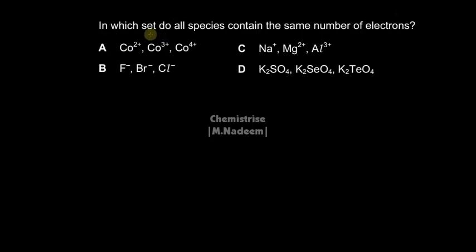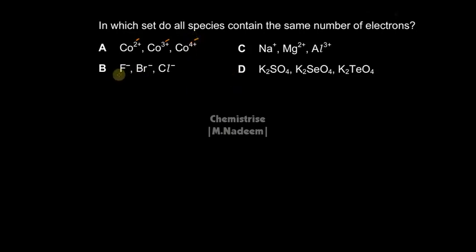So in this question we have got some ions and compounds. They're asking in which set do all species contain the same number of electrons. So if you have cobalt ions with different charges, it is understood that they will have different numbers of electrons, because it has 2 fewer electrons than protons, 3 fewer electrons and 4 fewer electrons. They cannot be the same.